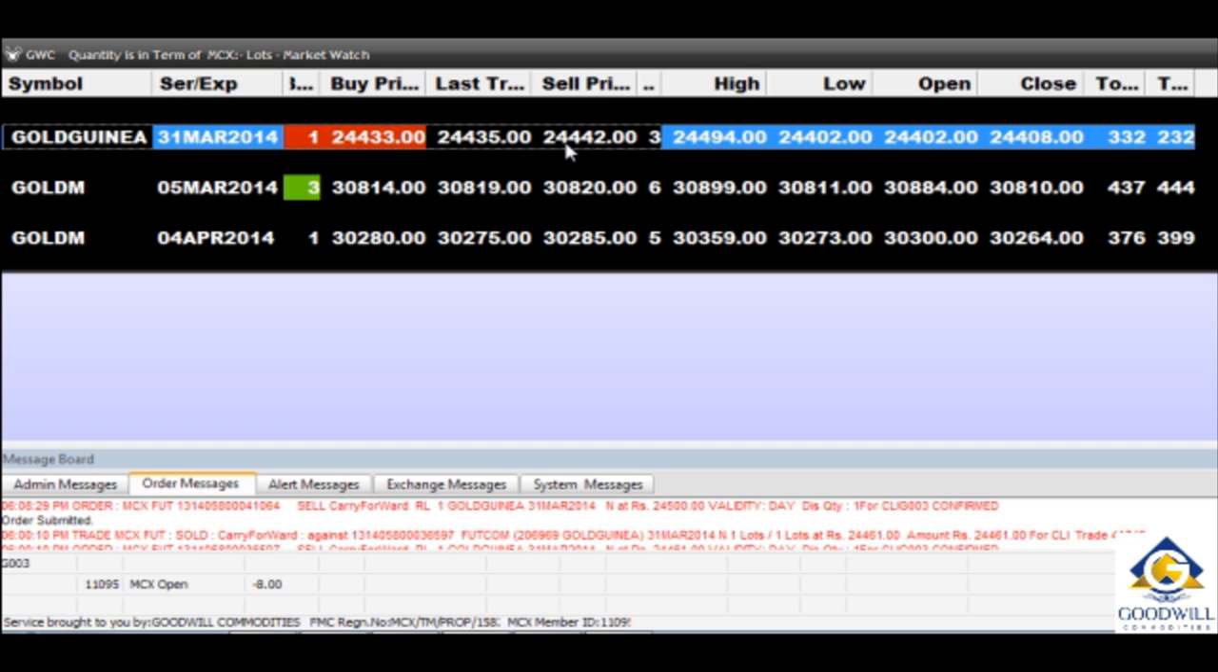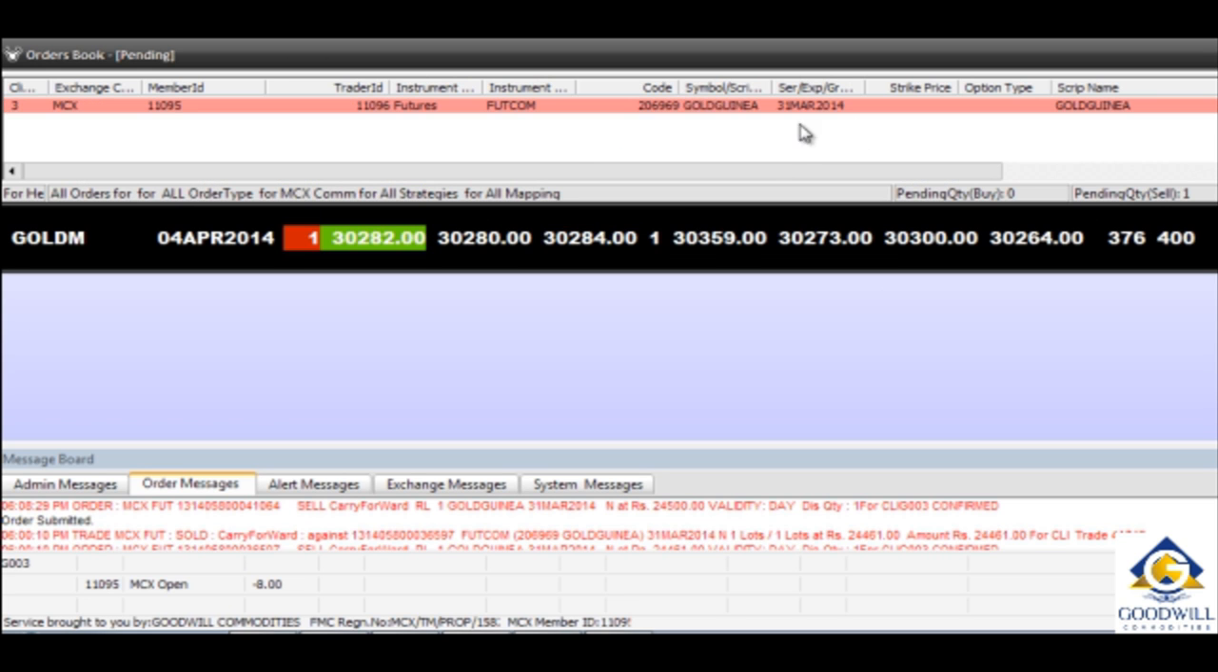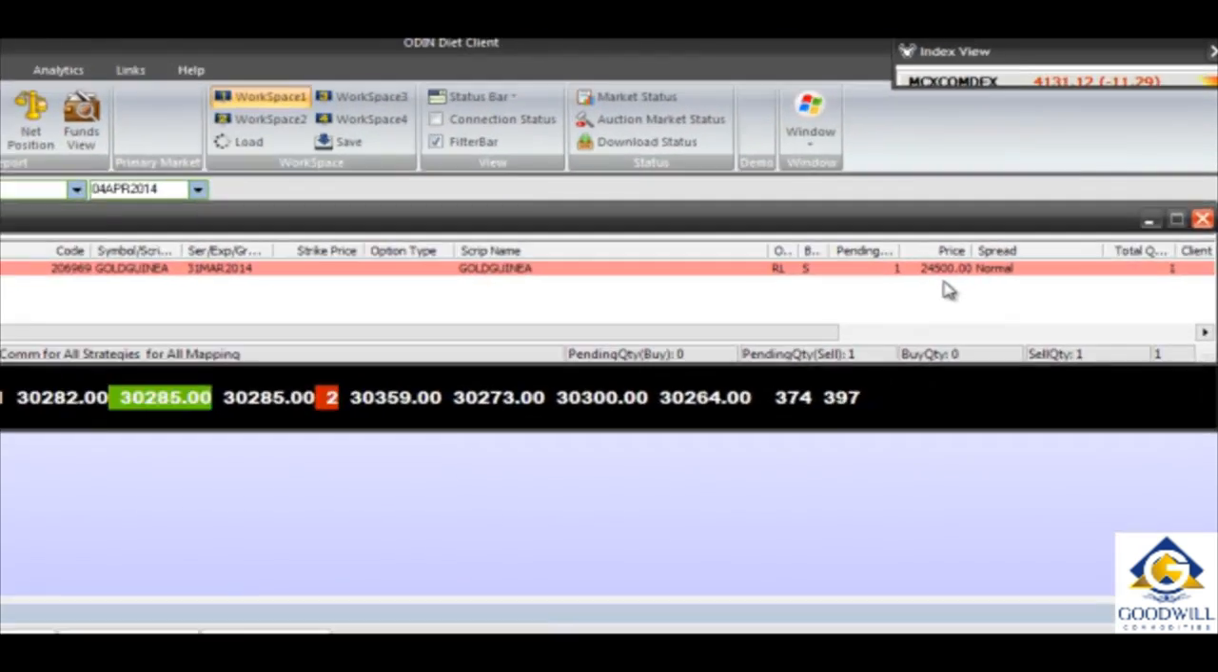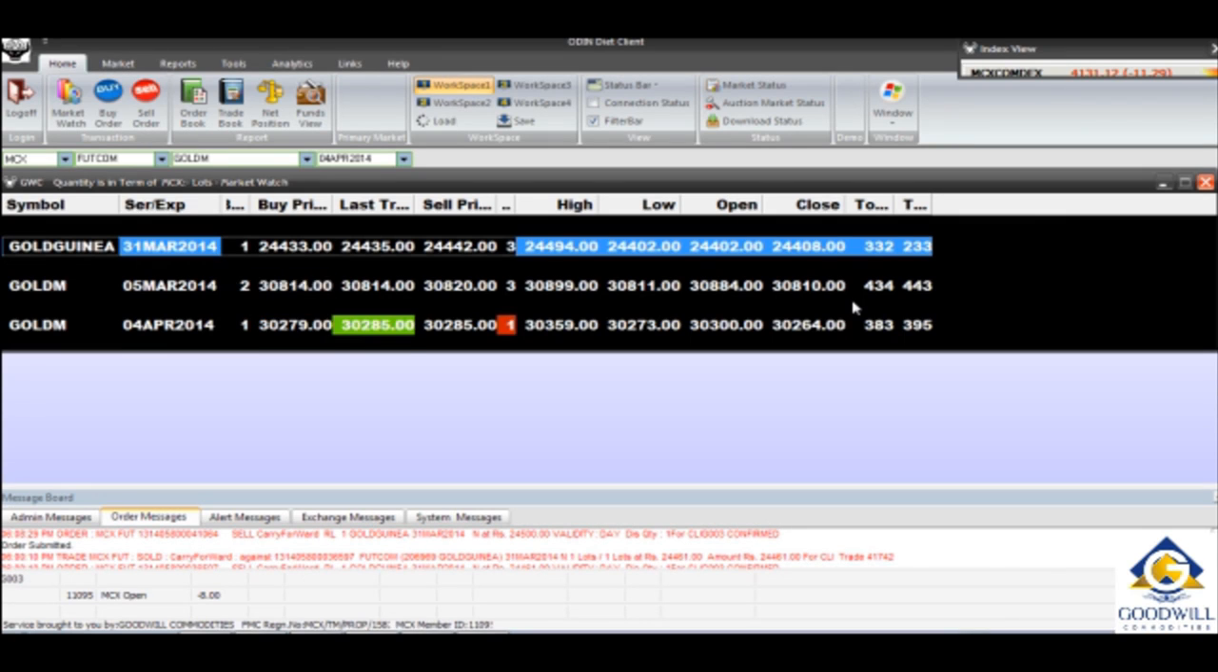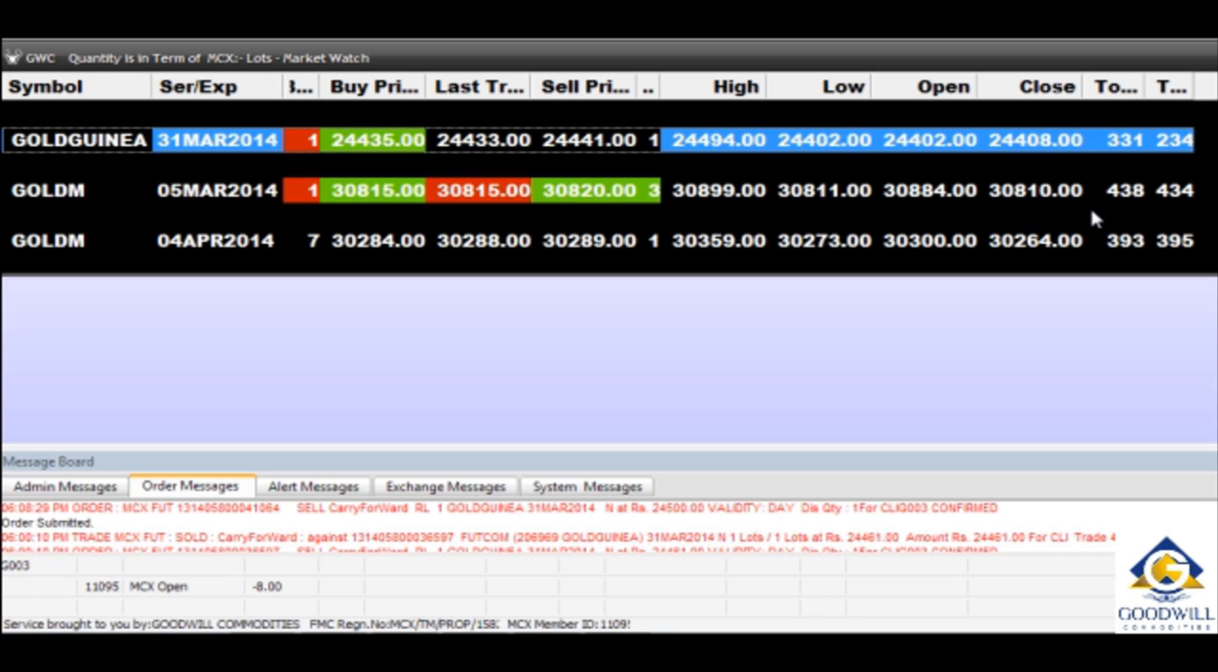At what price? So press F3 and check it is still in pending at the price of 24,500. So what does this mean? This is a limit order, which means that I want gold guinea, my order, to be executed only at 24,500, not a rupee, not a point lesser or higher. I want exactly my order to be placed at 24,500. So if you are going to use or place this type of order, it is called a limit order. So now you have understood what is a limit order.